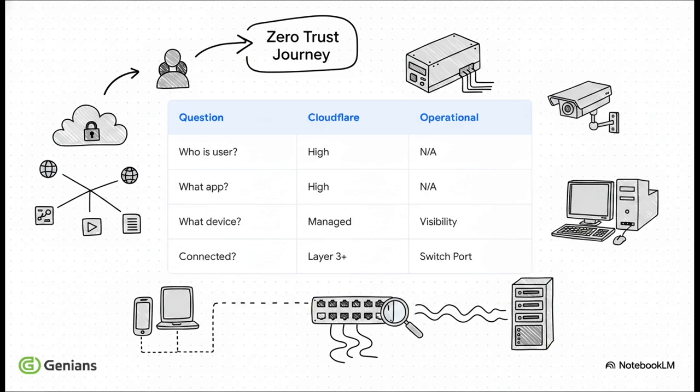But what happens when we shift over to the operational network? The questions fundamentally change. We aren't asking who is this user logging in with SAML anymore. We're dealing with PLCs, IP cameras, and unmanaged legacy machines. Asking what is this device or where did it physically connect requires switch port visibility. And by design, Cloudflare just doesn't operate down there.